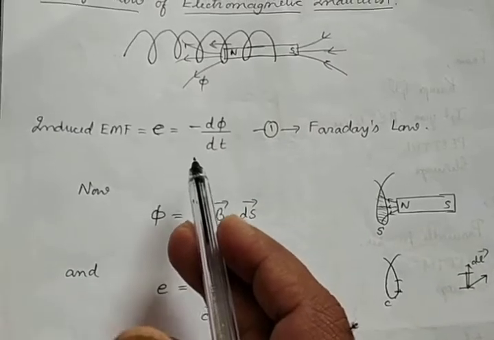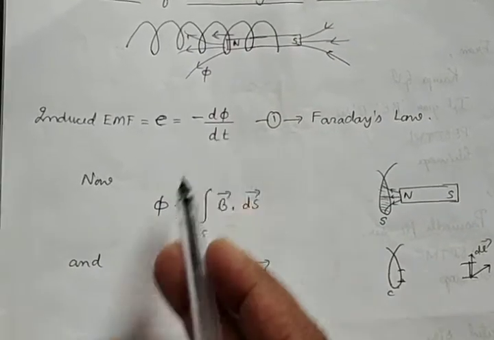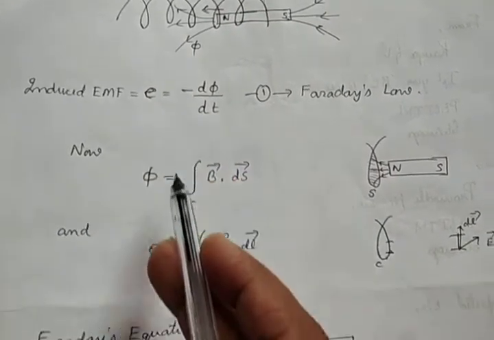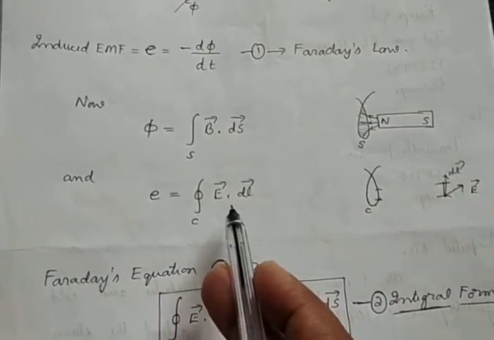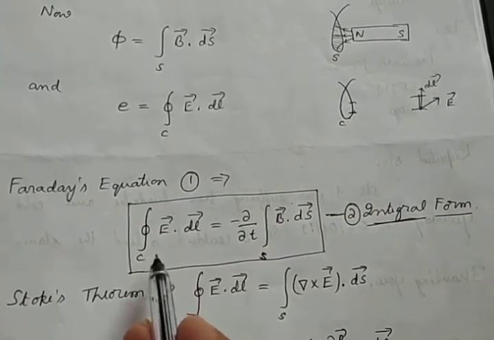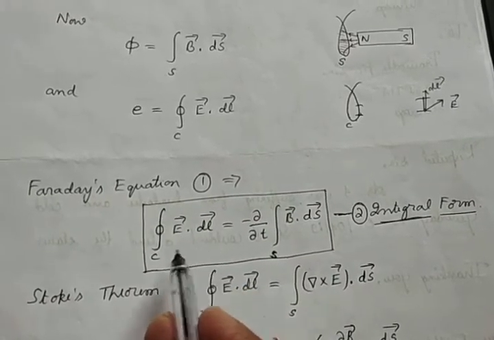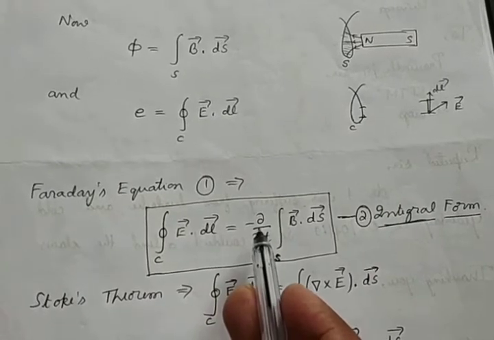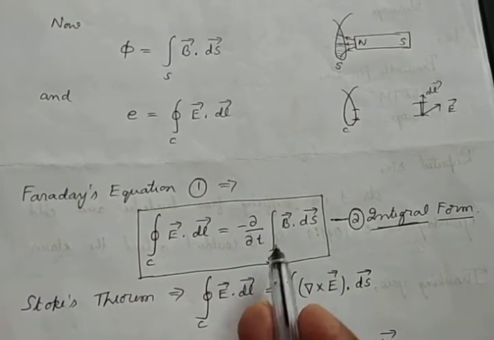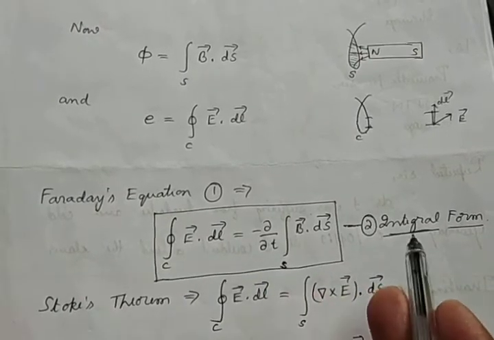So in Faraday's law equation, e equals minus d phi by dt, we are able to write phi in this integral form, and also we are able to write the EMF induced in this integral form. Therefore we can rewrite Faraday's equation like this. The closed line integral of E bar dot dl bar, which is the EMF part, is equal to minus dou phi by dou t, and phi is written here as the surface integral of B bar dot ds bar. This equation is known as Faraday's law in the integral form.